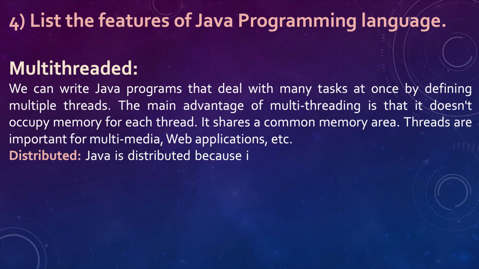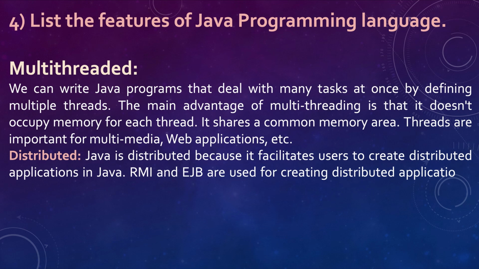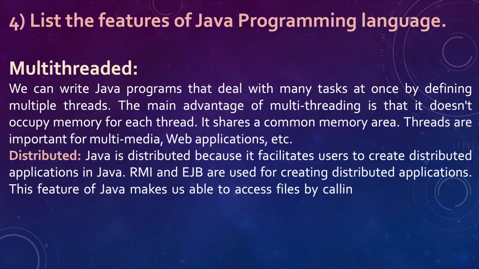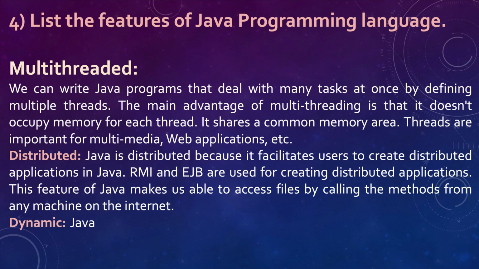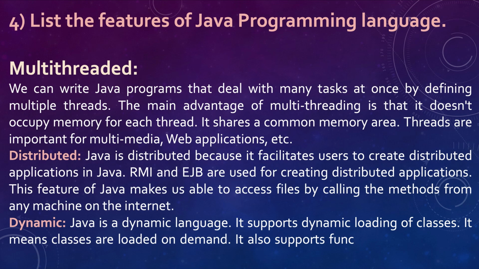Distributed. Java is distributed because it facilitates users to create distributed applications. In Java, RMI and EJB are used for creating distributed applications. These features of Java make us able to access files by calling the methods from any machine on the internet. Dynamic. Java is a dynamic language. It supports dynamic loading of classes. It means classes are loaded on demand. It also supports functions from its native languages, that is C and C++.